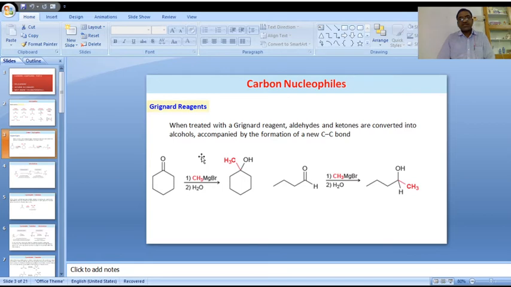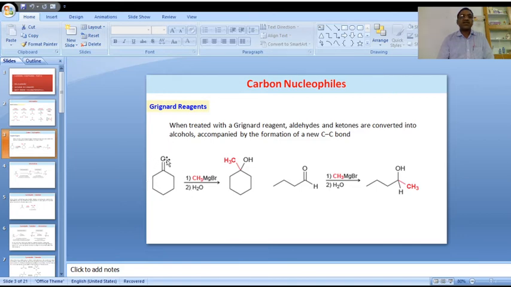When treated with the Grignard reagent, aldehydes and ketones are converted into alcohols, accompanied by the formation of a new carbon-carbon bond. Here, please observe the reaction part.